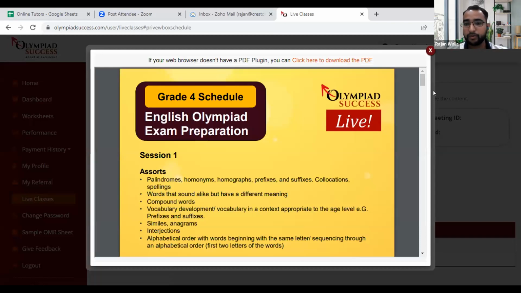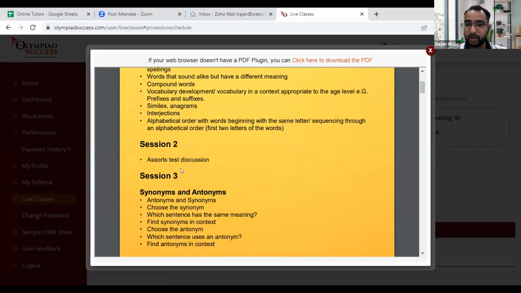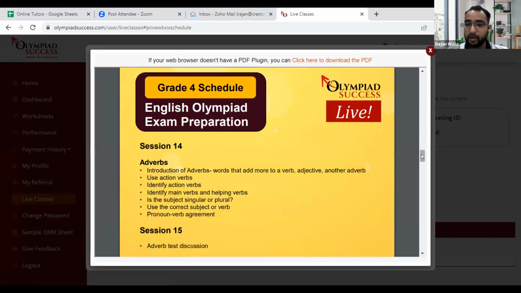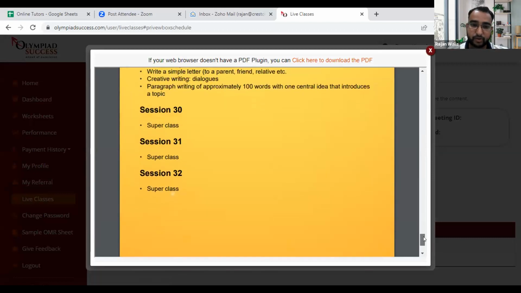Like in session 1, we are going to cover nouns, and in session 2, we are having a test. After each and every topic, we have a test discussion. We will share the mock test with you and we will discuss the test in the class. And at the end of the session, we have super classes. Like Monica ma'am mentioned, we will also discuss previous year Olympiad questions. In the super class, we will discuss all previous year Olympiad questions.